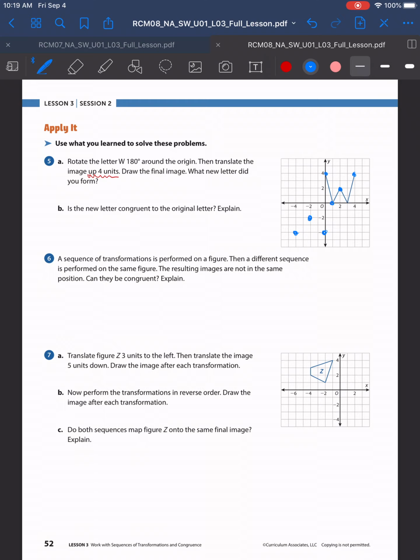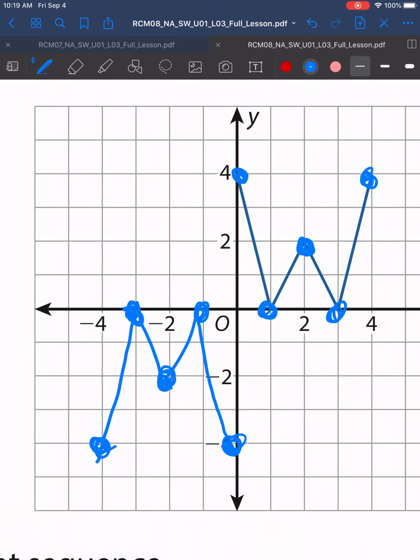And then this one would still be at 1, and this one would still be at 3. Okay. So if it were to rotate, that's what it would look like. Okay, now it wants me to translate that 4 units up. So take each of these points and just move them 4 up, okay?